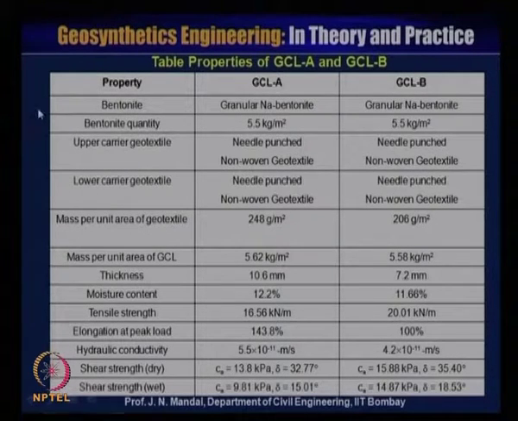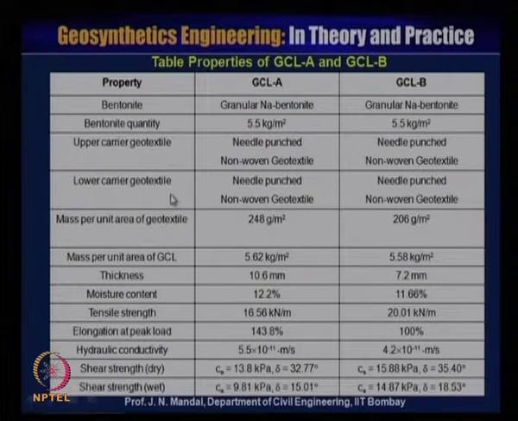You can see here the test properties of GCL A and GCL B. This is the bentonite, sodium bentonite. This is the bentonite quantity you have taken: 5.5 kg per meter square, and this is also 5.5 kg per meter square. This is the upper carrier geotextile, that is needle punch non-woven geotextile material. This also is needle punch non-woven geotextile material.